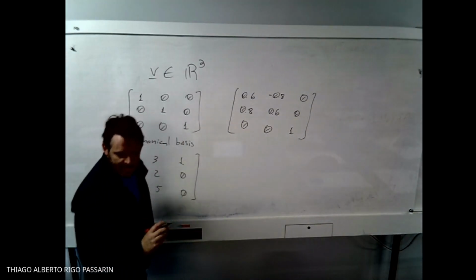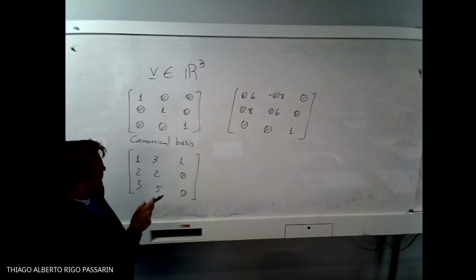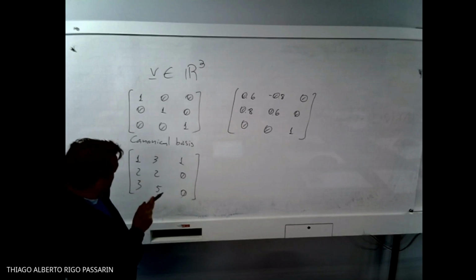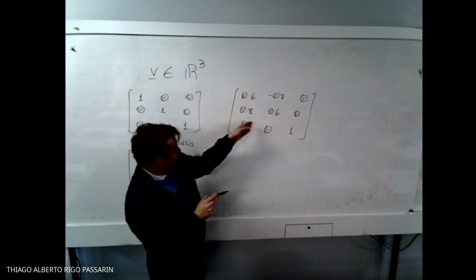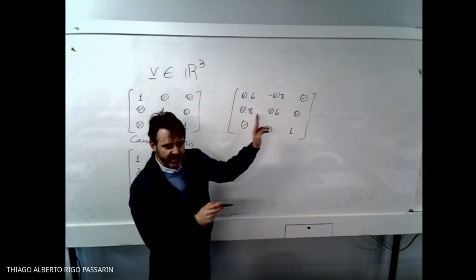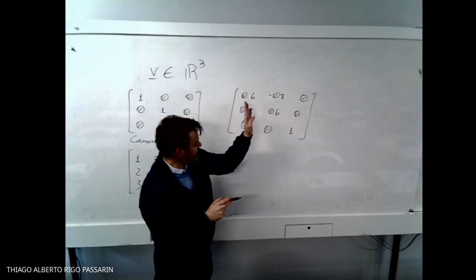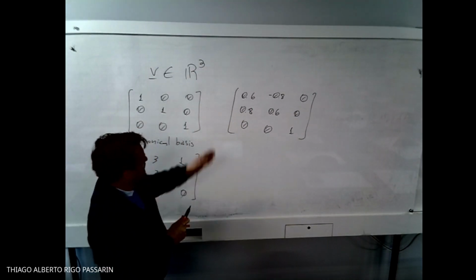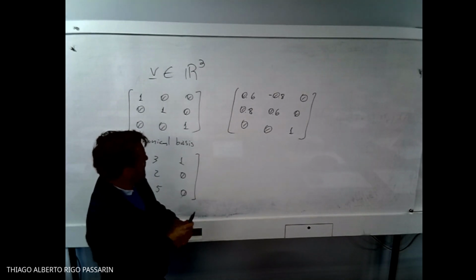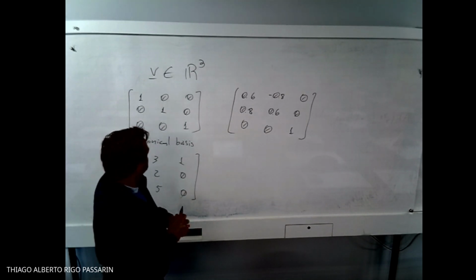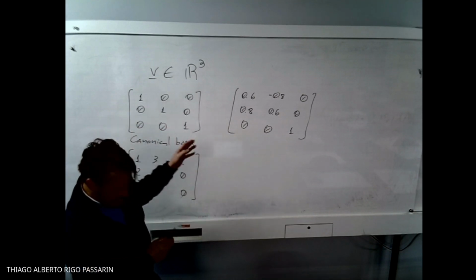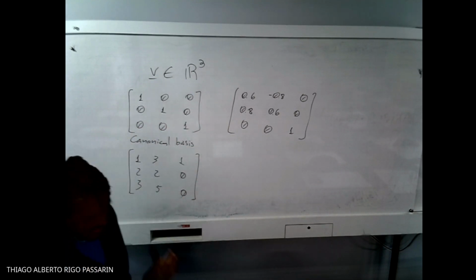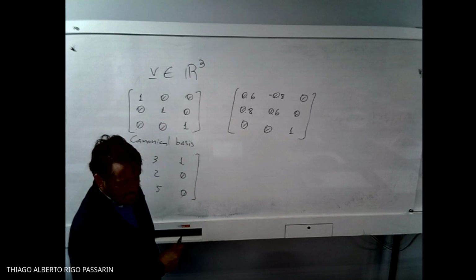Not the canonical basis, but it's an orthogonal basis. If I do the inner product between any two of these 3 vectors, I get 0. And all of the 3 elements have unit norm. So all of these are options. I have infinite options of bases.